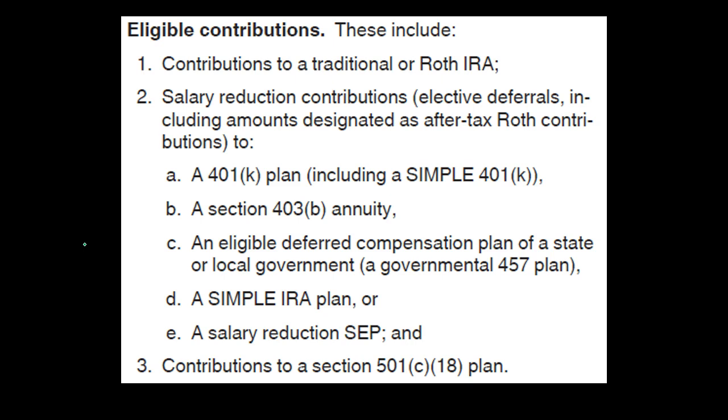Eligible contributions. These include: 1. Contributions to a traditional or Roth IRA. 2. Salary reduction contributions, elective deferrals, including amounts designated as after-tax Roth contributions to A, a 401(k) plan, including a SIMPLE 401(k), B, a Section 403(b) annuity, C, an eligible deferred compensation plan of a state or local government, a governmental 457 plan, D, a SIMPLE IRA plan, or E, a salary reduction SEP. And 3, contributions to a Section 501(c)(18) plan.